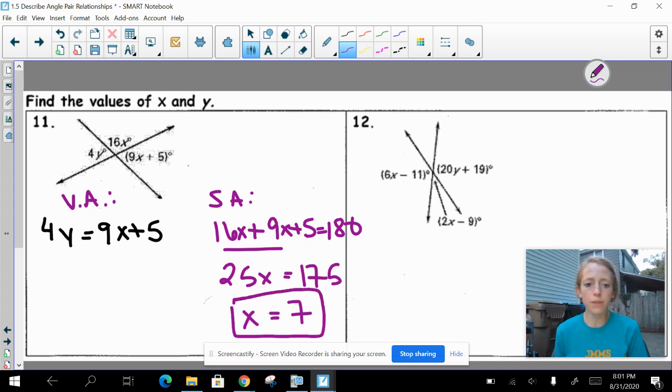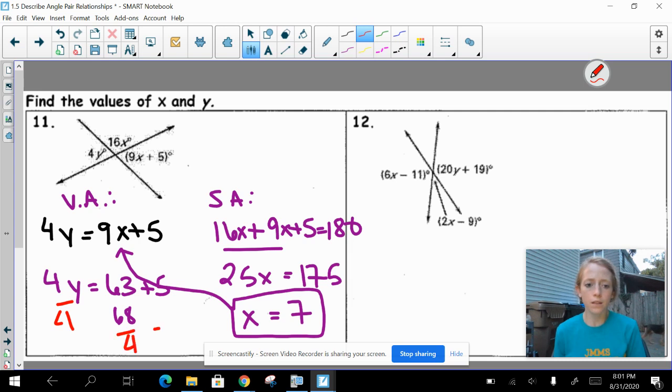Then there are a number of different things you could do after that. You can plug it back in to get the values, but that's not necessary. In order to solve for 4y, what I would do is plug x into this equation. So 4y equals 9 times 7, which is 63, plus 5 is 68, and then divide your answer by 4, and that gets you 17. So y is equal to 17.